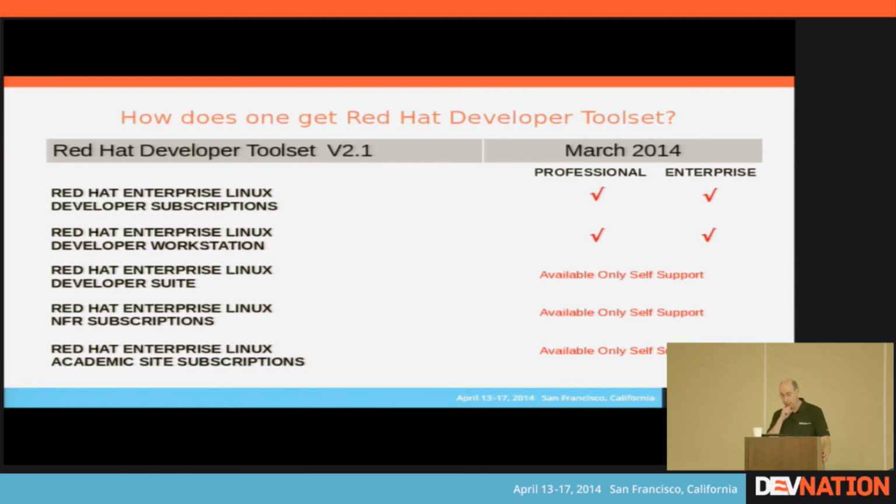They range from full enterprise support for a large number of developers down to a $99 package, the Red Hat Enterprise Linux Developer Suite, which is a very affordable way to get Red Hat Enterprise Linux, all of the add-ons, as well as the DTS and Red Hat software collections for development purposes.